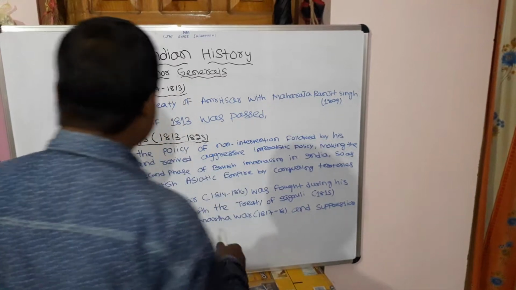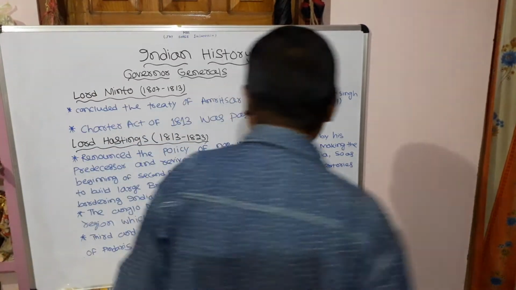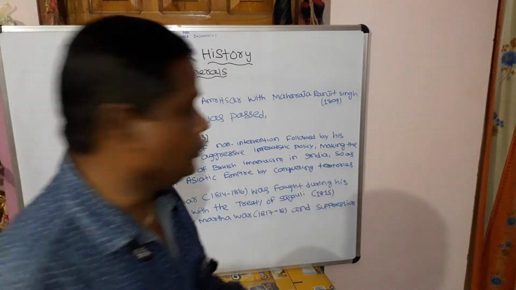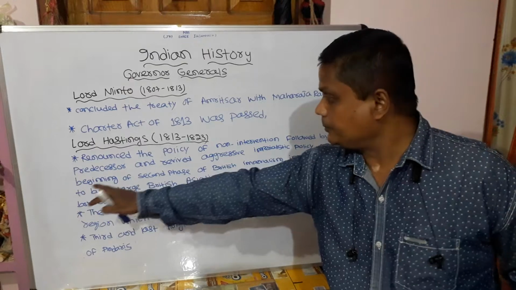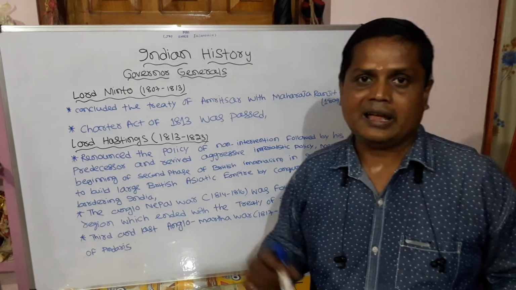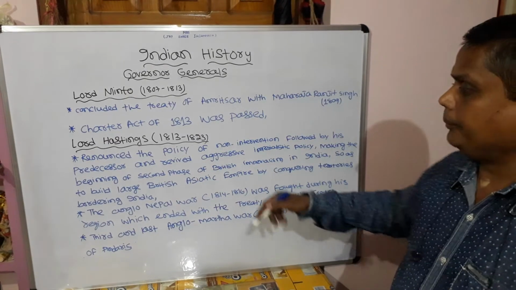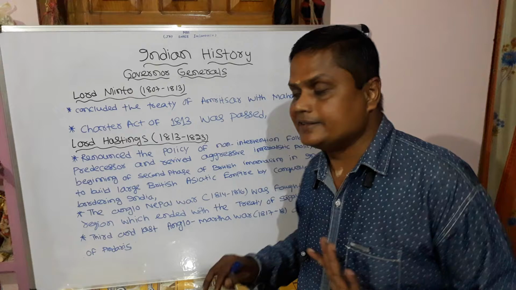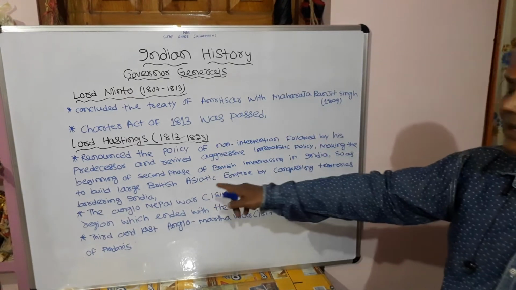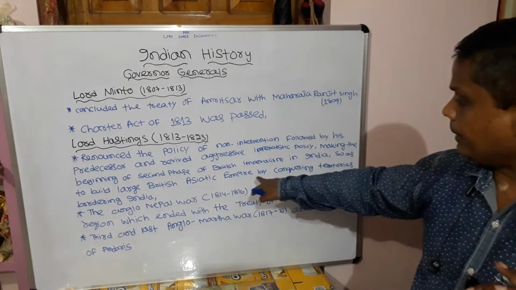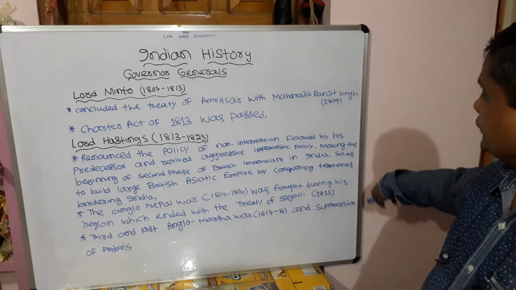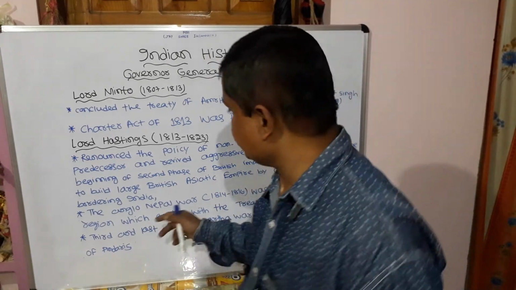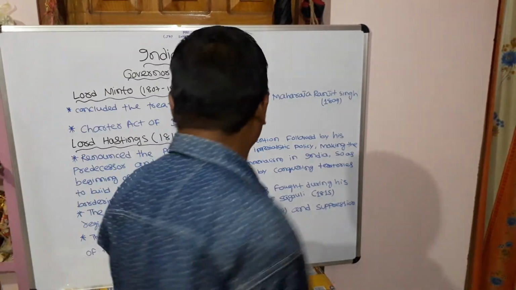Next, Lord Hastings, 1813 to 1823. First, he renounced the policy of non-intervention followed by his predecessors and revived an aggressive imperialistic policy, making the beginning of the second phase of British imperialism in India, so as to build a large British Asiatic empire by conquering territories bordering India.